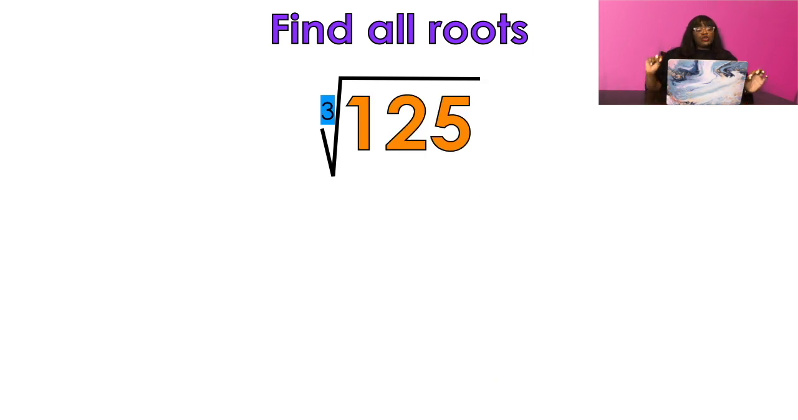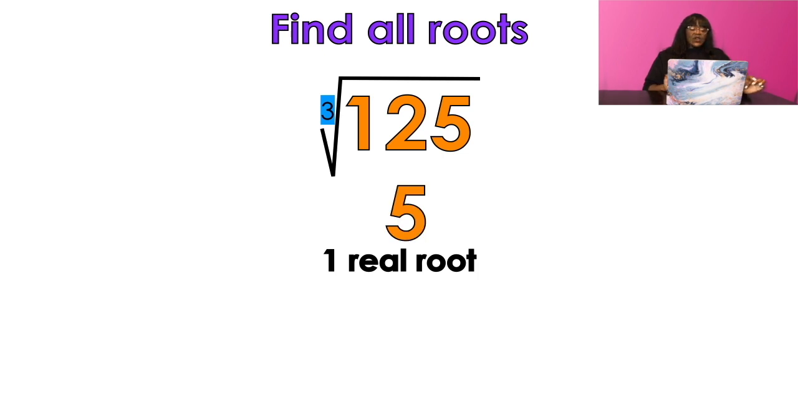What about the cube root of 125? The cube root of 125 is going to be an odd root, positive number. It doesn't matter what the number is because it's an odd root. One real solution every single time. In this case, that's going to be a 5. And I know that because 5 cubed equals 125.